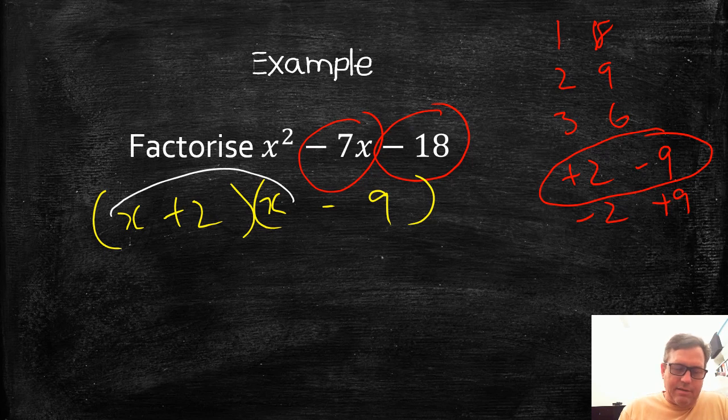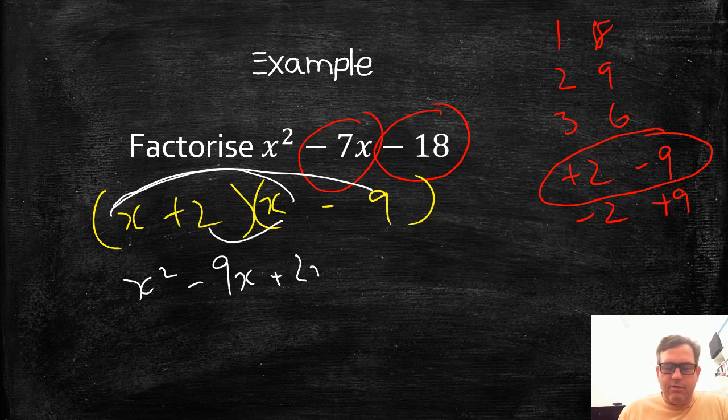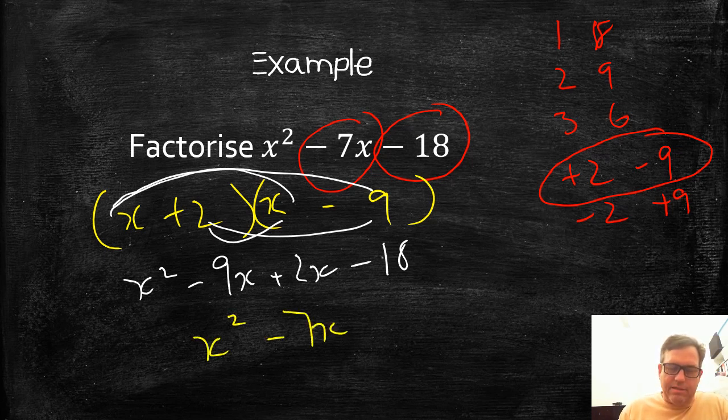Again, we can check it. X times x is x squared. X times minus 9, minus 9x. 2 times x, 2x. 2 times minus 9, minus 18. Combine my like terms. X squared minus 7x minus 18 is what we were looking for.